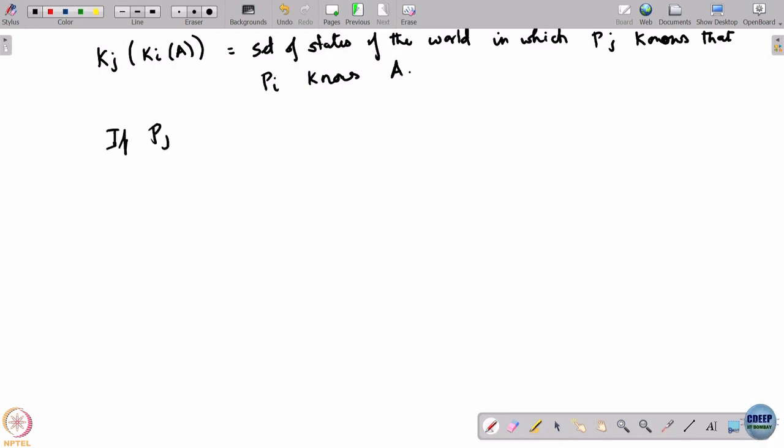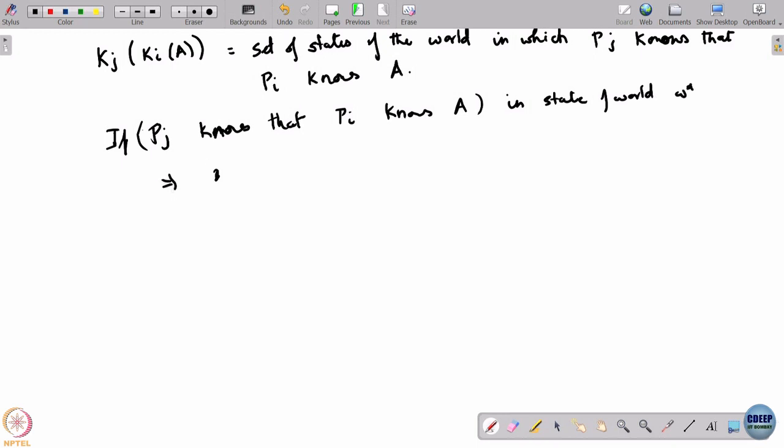So, if player J knows that player I knows A in state of the world omega star, that's basically saying that omega star belongs to Kj of Ki of A. That's it. This is equivalent. Okay, so is this clear?